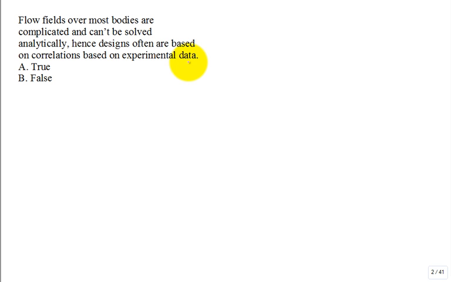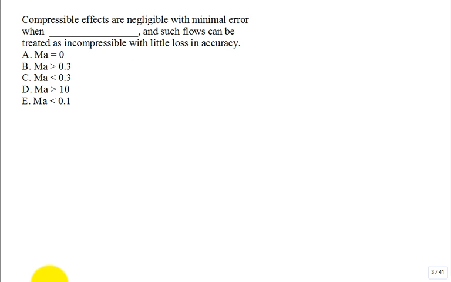The compressible effects are negligible with minimal error when blank. When either the Mach number is 0, Mach number is greater than 0.3, less than 0.3, greater than 10, or less than 0.1. And such flows can be treated as incompressible with little loss of accuracy. A lot of times we have air. Air is compressible. You learned air is compressible, ideal gas equation. But you know, if you have flow over an object and it's not going too fast, you can treat it as incompressible, even air. Well, what is the criteria? Where is the threshold?